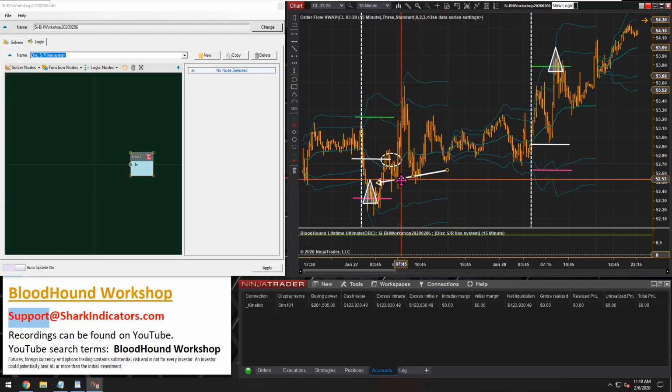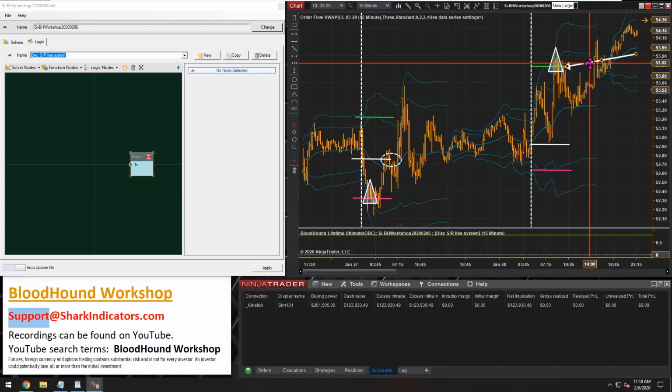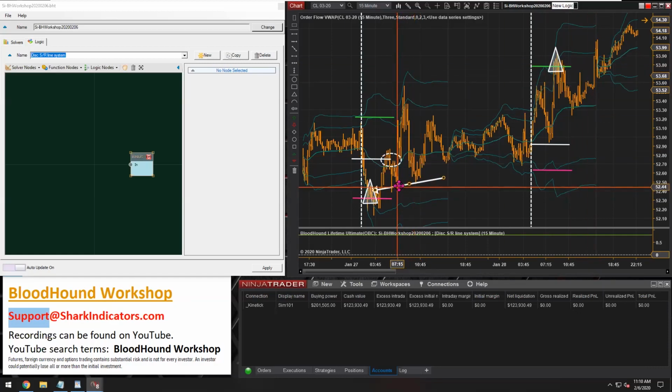So we need to build some logic to identify these two failures, right? So identify the stop line being touched as a failure, or the target line being touched as a failure prior to price crossing the signal line here. The way I'm going to approach this, the raw conditions are very simple. If price crosses the stop line, failure.